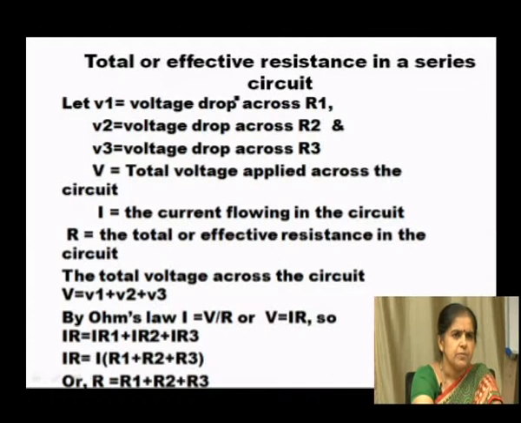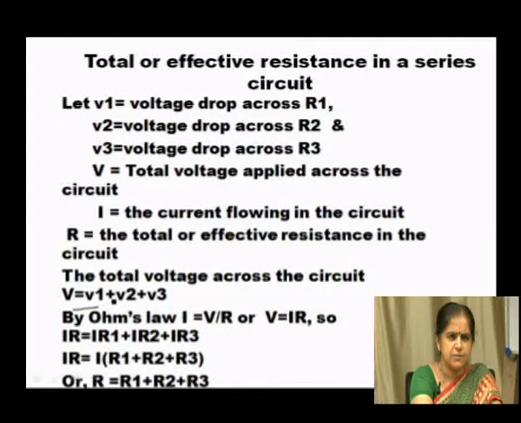So the total voltage across the circuit is given by the sum of all the voltage drops. How many voltage drops are there? Three voltage drops represented by V1, V2 as well as V3, and the total voltage is given by the sum of these three components. So, V is equal to V1 plus V2 plus V3.